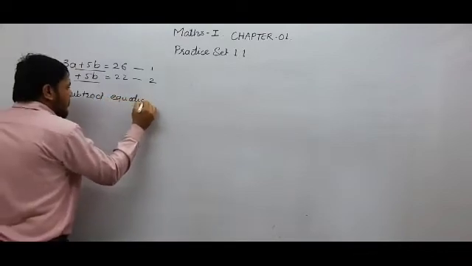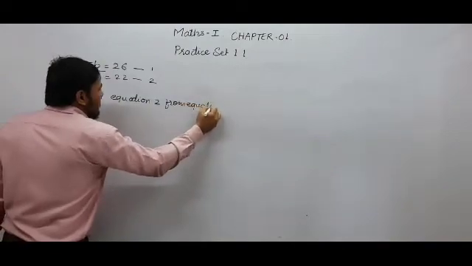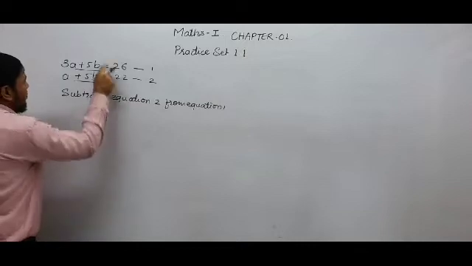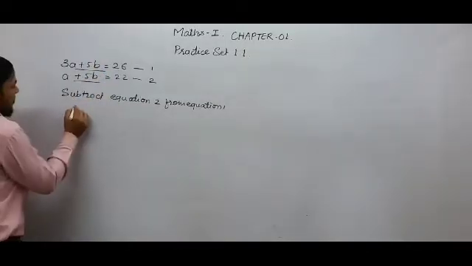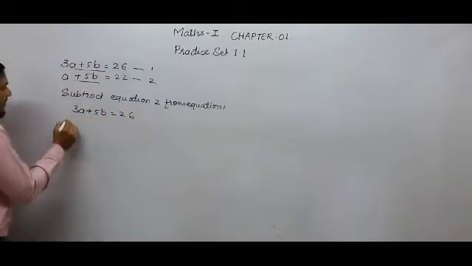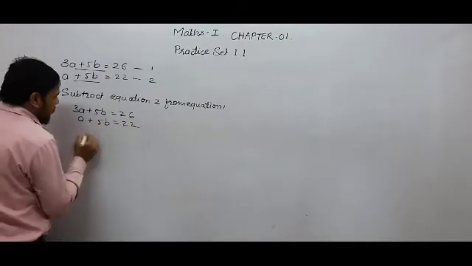Subtract equation 2 from equation 1. So if you subtract equation 2 from equation 1, what happens? Let's see. Equation 1 is 3a plus 5b equals 26 and the second equation is a plus 5b equals 22.